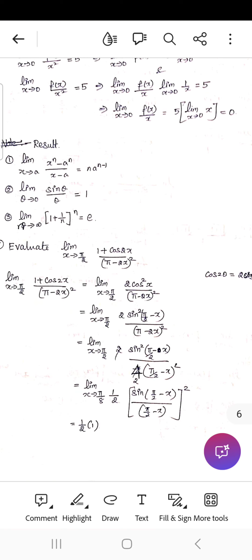After that, cos square x is replaced by sin square of 90 minus theta. Cancelling 2, take 2 common outside in the denominator. Therefore, 1 by 2 into sin of pi by 2 minus x divided by pi by 2 minus x the whole square. That value is 1. Therefore, 1 by 2. Thank you.